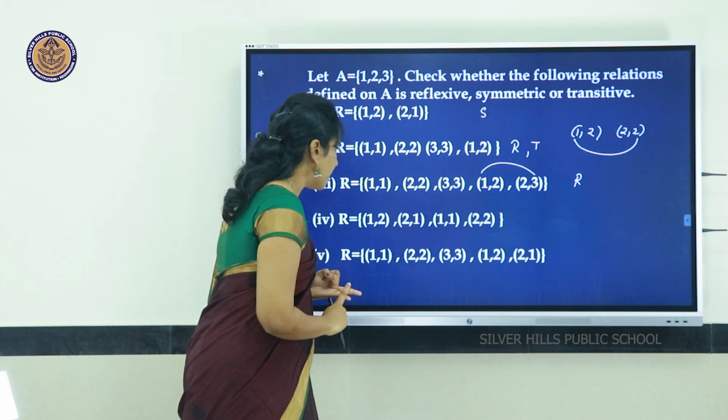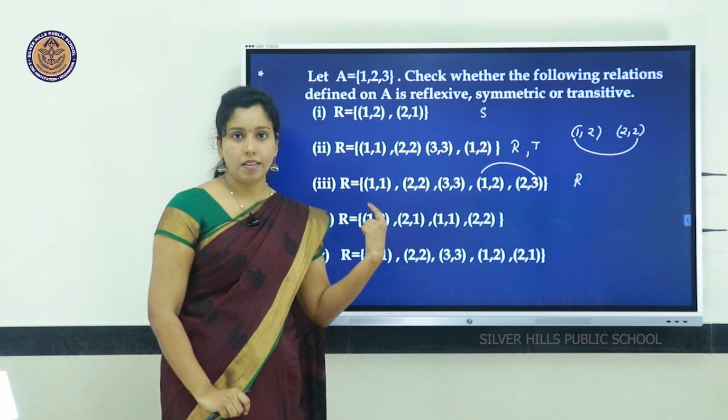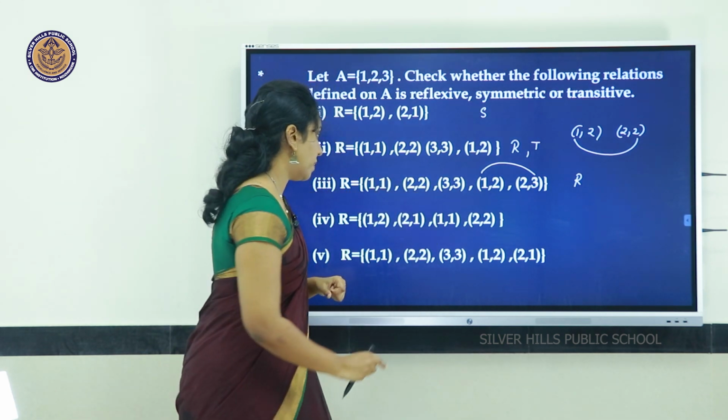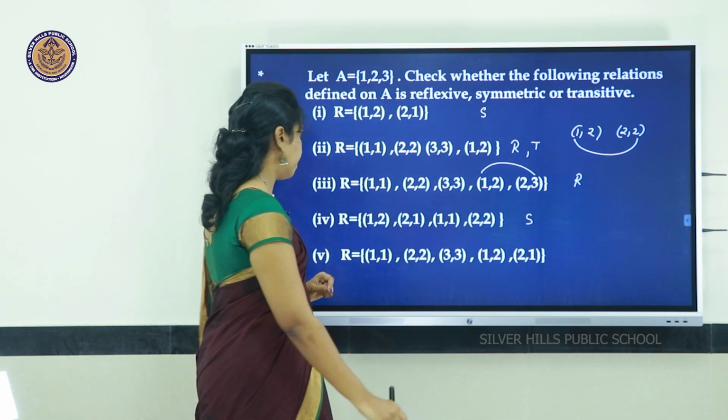What about the symmetric condition? I have 1, 2. Now, 2, 1 is present there. Okay. So, it is symmetric. So, I can write S, S denotes the given relation is symmetric.